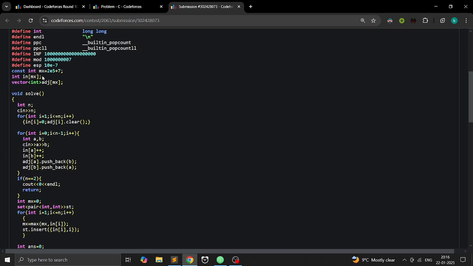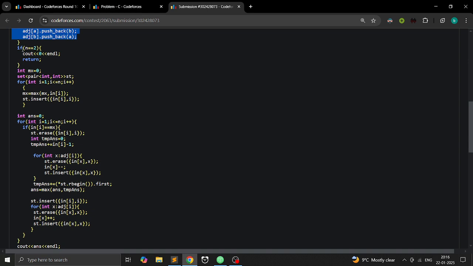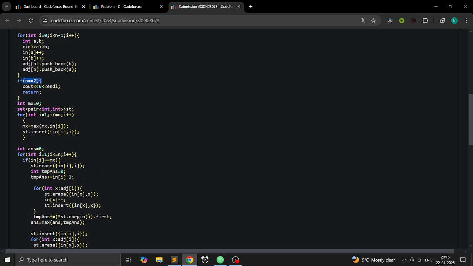So I am maintaining the in-degree in an array and one vector for maintaining the adjacency matrix. I am reading n. For n minus 1 edges, I increase the in-degree of a and b by 1 and I add to the adjacency matrix. If there are two nodes, then removing those two nodes, the answer would be 0.